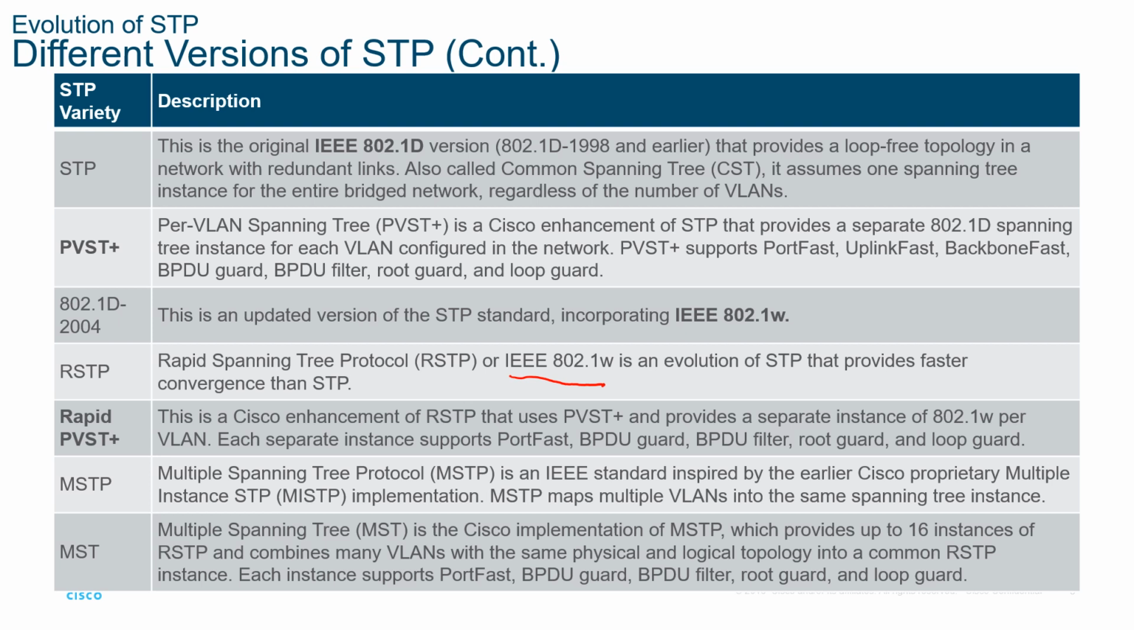Cisco themselves have enhanced the RSTP protocol that uses PVST plus and provides a separate instance of 802.1W per VLAN. The separate instance will support PortFast, BPDU guard, BPDU filter, root guard, and also loop guard. So I repeat again, how does it evolve in Cisco switches.